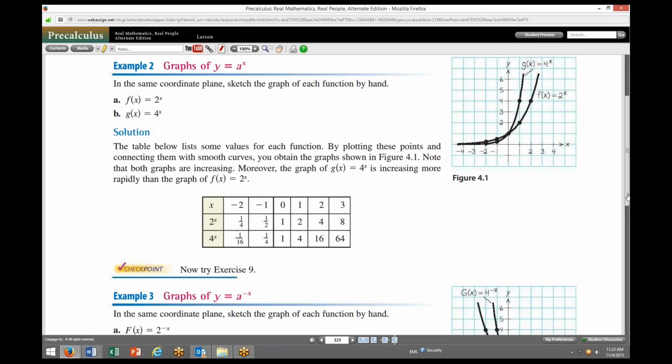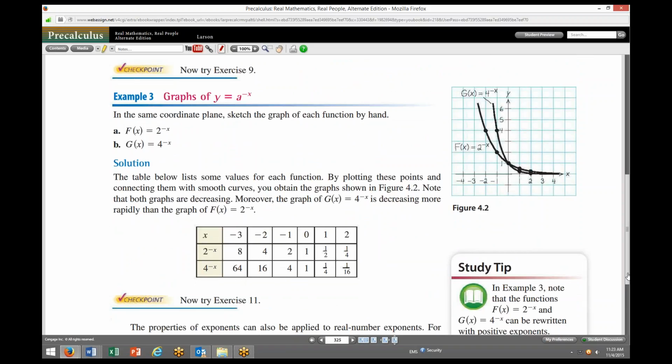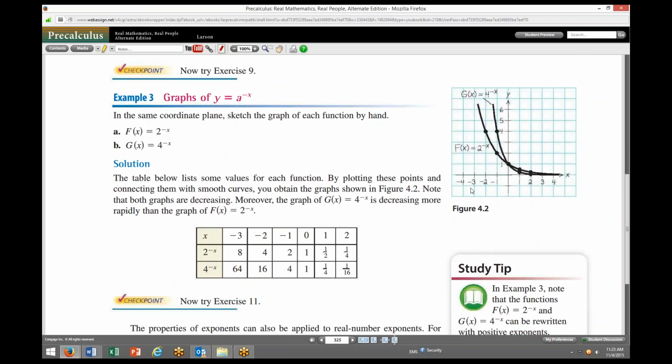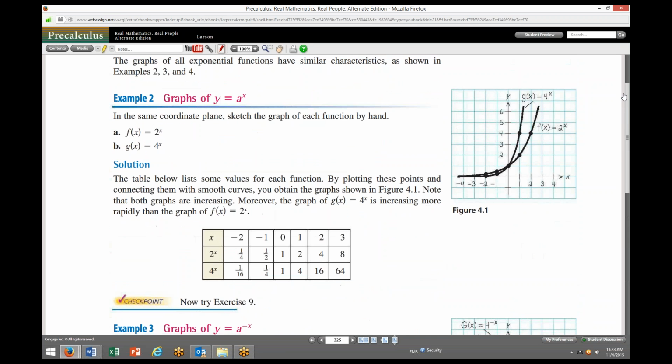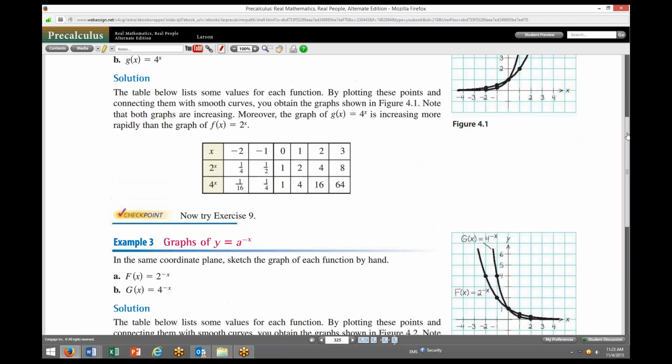Now, what happens if we put a negative in front of the exponent? Interesting thing happens. On this next graph, now we see 2 to the negative x and 4 to the negative x. And they seem to be just doing exactly the opposite thing, reflected across the y-axis from the graphs right above, where it was 2 to the x and 4 to the x. And indeed, that is the case.